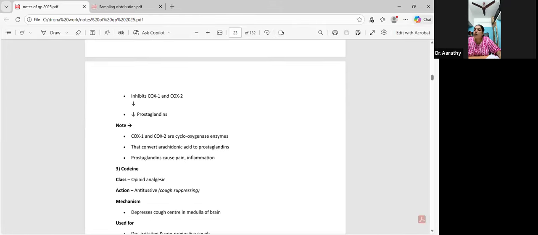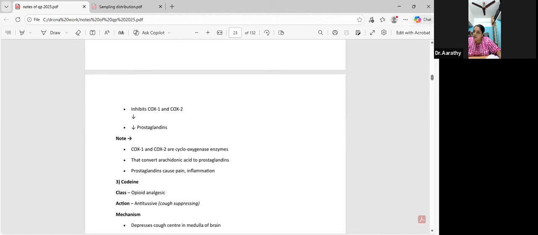Then the next group is codeine. Next group mentioned is codeine. Codeine is an opioid analgesic, or it is an analgesic group. Analgesics are mainly opioid and non-opioid derivatives. Codeine is an opioid analgesic, and the action of codeine is mainly antitussive.